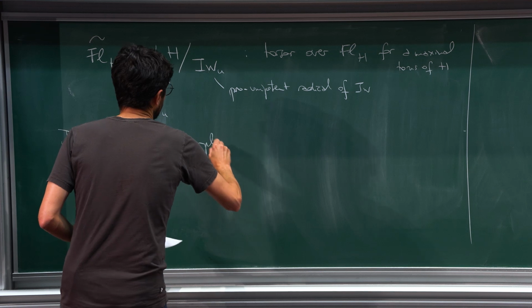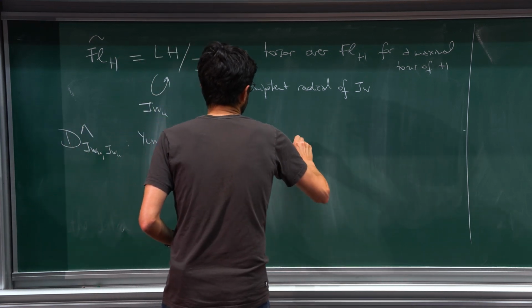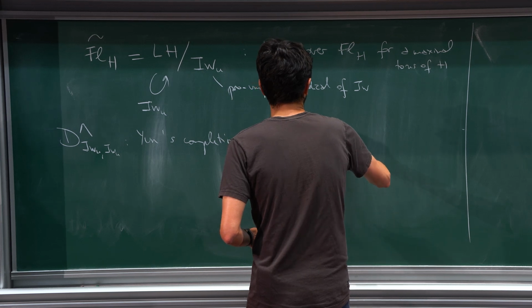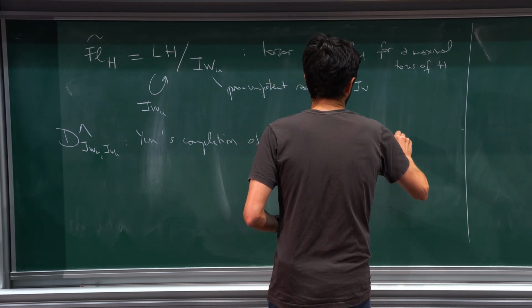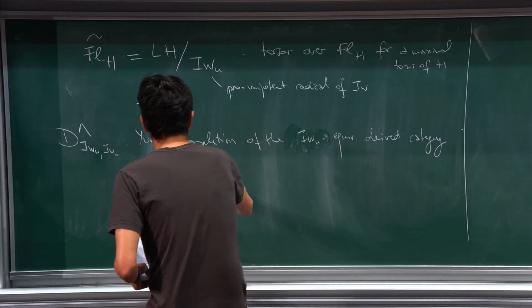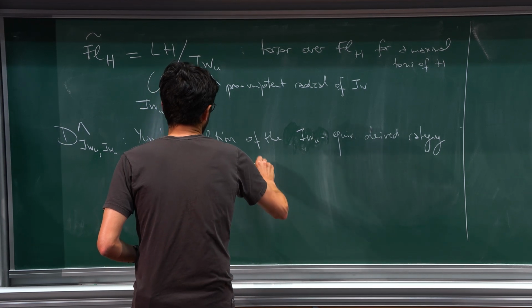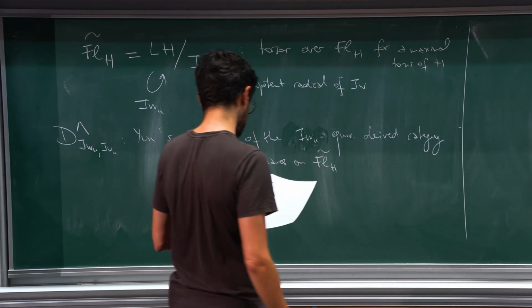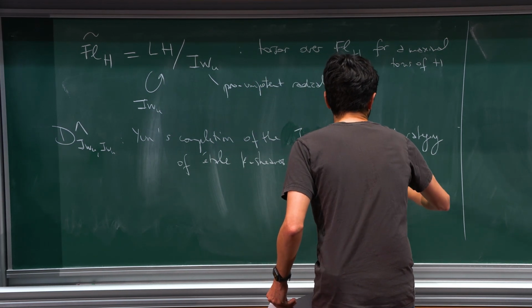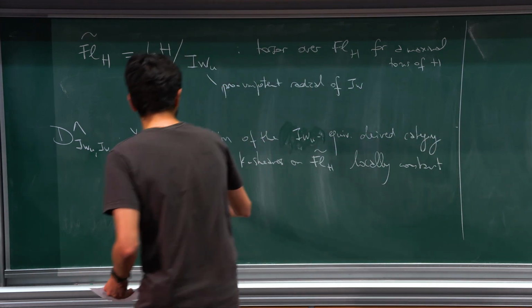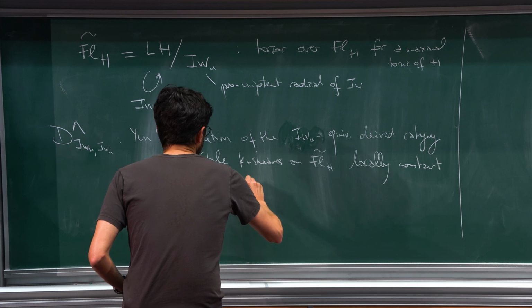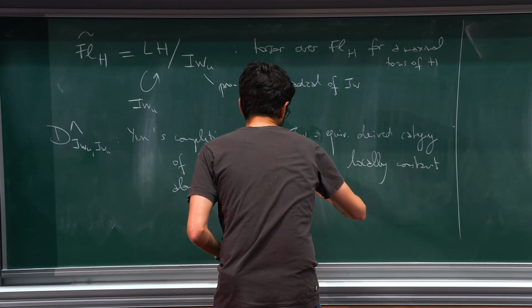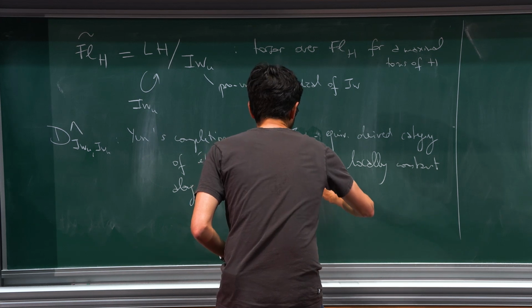This is Yun's completion of the Iwahori-U-equivariant derived category of étale K-sheaves on this thing, which are locally constant along Iwahori orbits with, okay, I'll write it and then I will explain, unipotent monodromy.